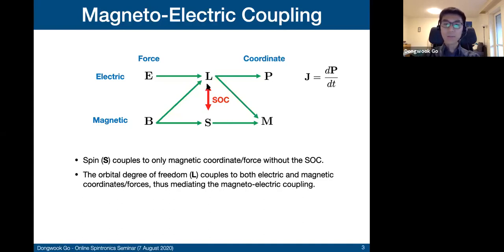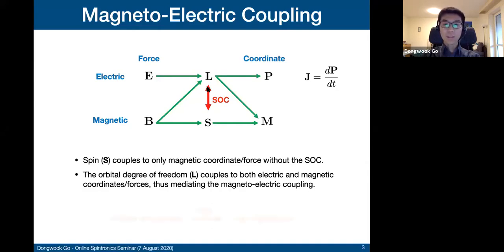And the reason is that for orbital, it's basically a charge distribution in real space given by the orbital wave function. Therefore, it couples to the electric part as well as the magnetic part. So in this situation, we can even imagine a case where there is no spin-orbital coupling at all, but we apply an electric field. And then there is going to be dynamics of the orbital that will mediate the coupling between electricity and magnetism.